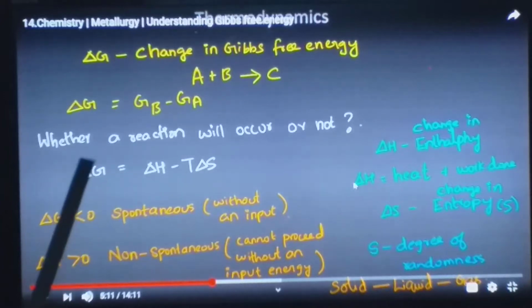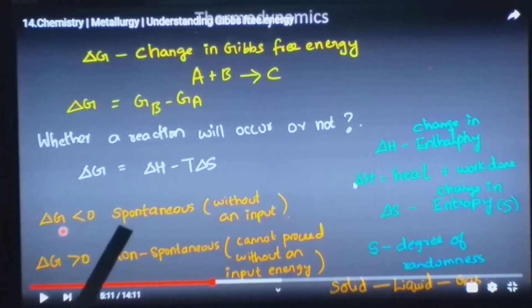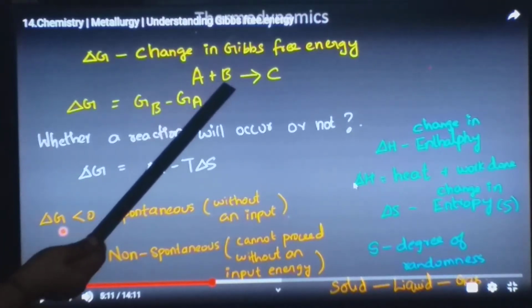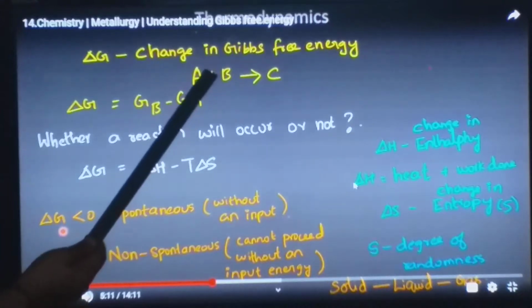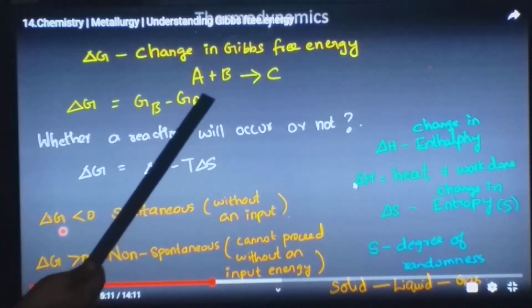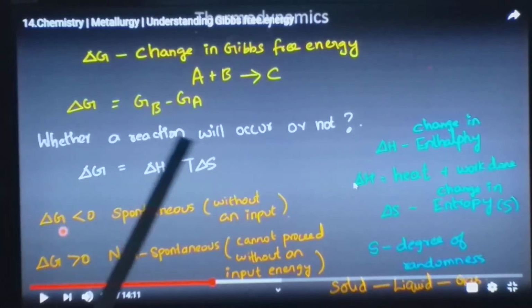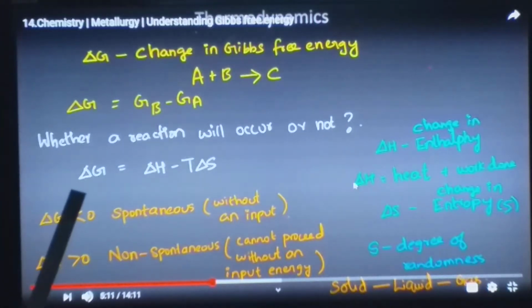So using this Gibbs free energy value, we can predict whether it is a spontaneous or non-spontaneous reaction. That means in any chemical reaction, A plus B gives C, whether A and B react to give product C can be predicted by using the delta G value. Now we are going to see about the Ellingham diagram.